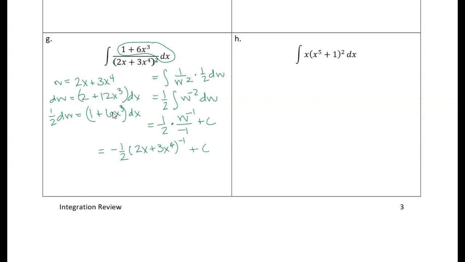Now I could just leave it like that, or I could rewrite it a little bit differently. I could also write this as 1 over, because I've got 2 in the denominator, and then this polynomial is to the minus 1 power, so I can move that to the denominator and then distribute the 2. So I'm going to have 4x plus 6x to the fourth, okay, plus c. So you could write it either way. Either way is fine.